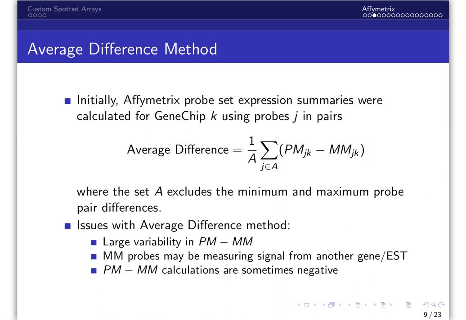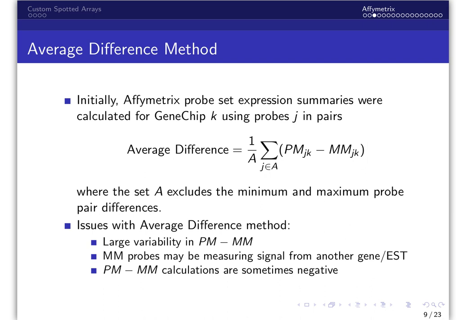Formally, for each probe set, the average difference is given by this equation. Various researchers discovered problems with this probe set expression summary method. In fact, authors demonstrated that the PM minus MM difference was highly variable. This may result when the MM probe is actually measuring signal for another gene or expressed sequence tag.